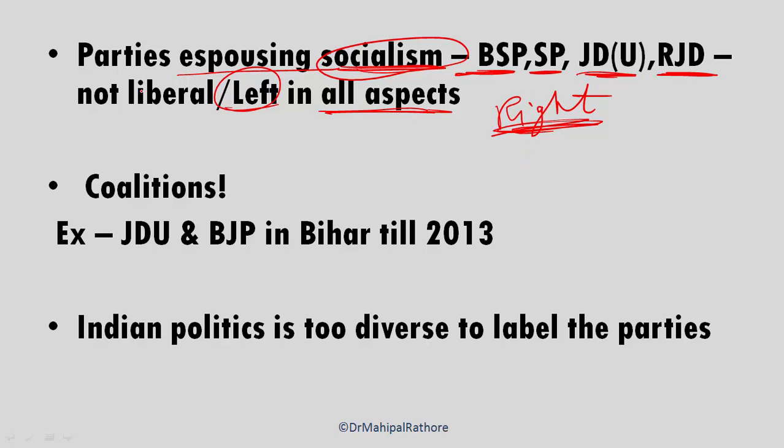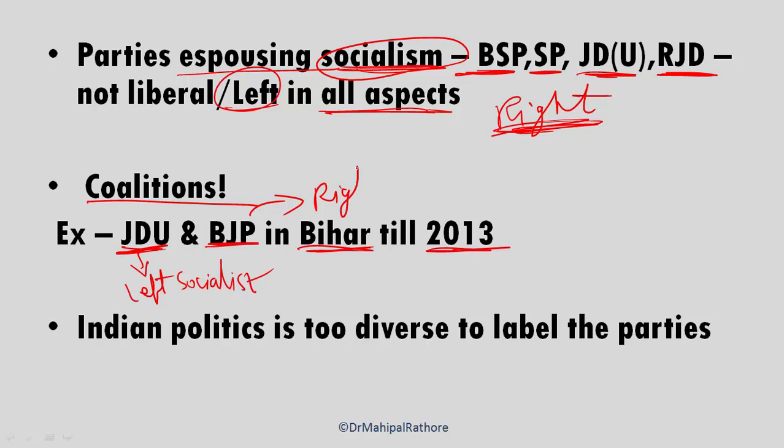So this is again a problem. What will you call these parties, left or right? Then there is coalition. Up till 2013, the Janata Dal United and BJP were in a coalition government in Bihar. Now they call themselves a left socialist party, and BJP calls itself a center-right party. So do you think they should be in a coalition looking at their ideologies? No, obviously no. But still, they were for a long period of time. And JDU was also part of the NDA, National Democratic Alliance, at the center.